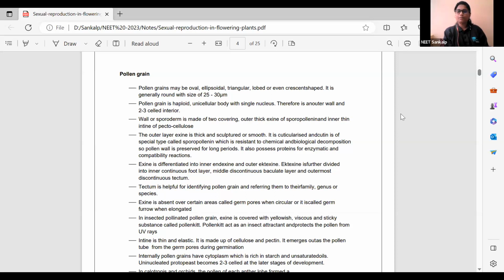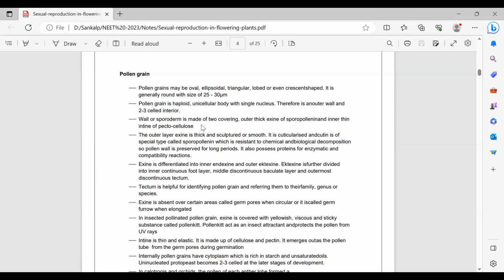Okay. Manju N, can you read about pollen grains? Pollen grains may be oval, ellipsoidal, triangle, lobed, or even crescent shaped. It is generally round with a size of 25-30 micrometers. Pollen grain is a uninucleate body with a single nucleus.